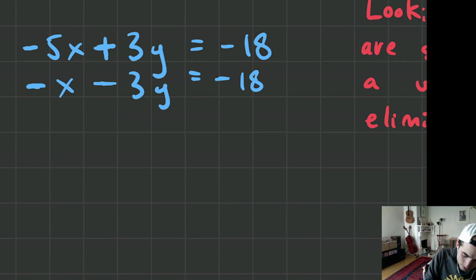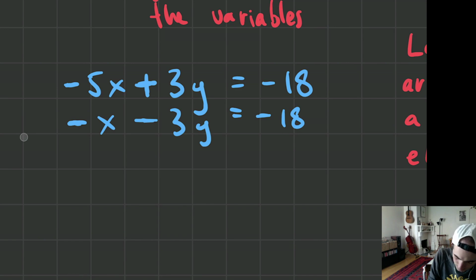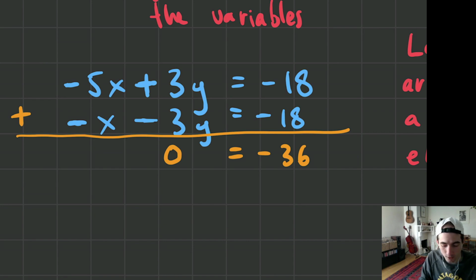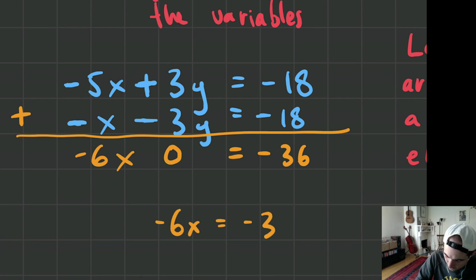So I'm going to add these together, just like in grade 3 where you add numbers together. I've got negative 18 plus negative 18, which is negative 36. And that's equal to, well, positive 3y plus negative 3y. That's 0. That's the whole reason we're adding them, so that we get a 0 somewhere. We want to get rid of one of those variables, and we just did. And I've got negative 5x plus negative x, which is negative 6x. So our new equation is negative 6x equals negative 36.